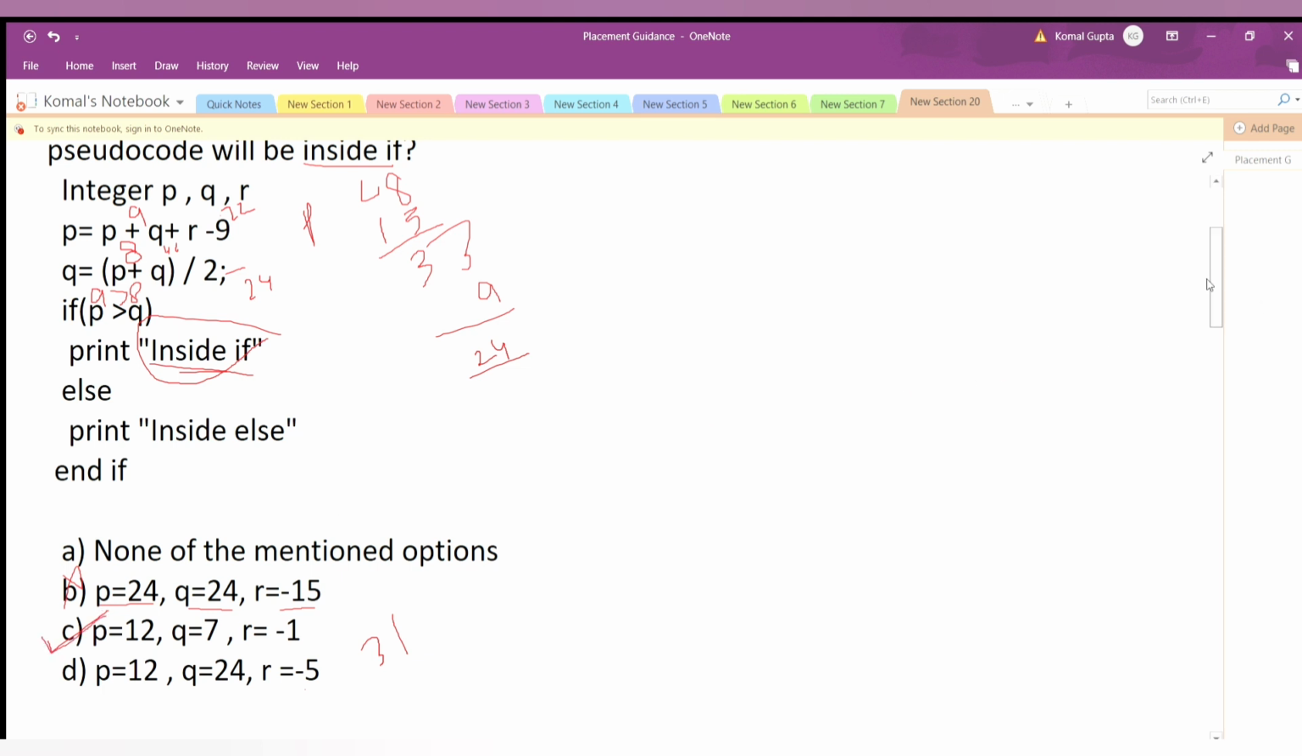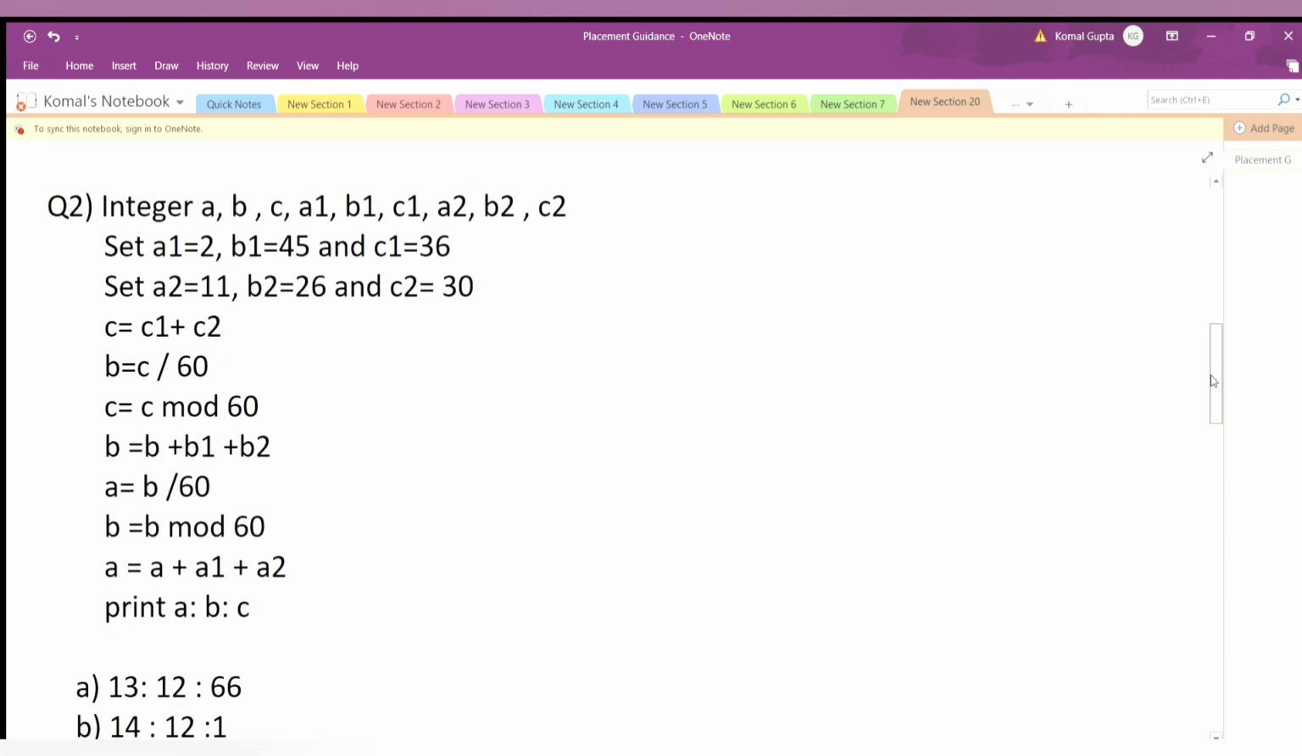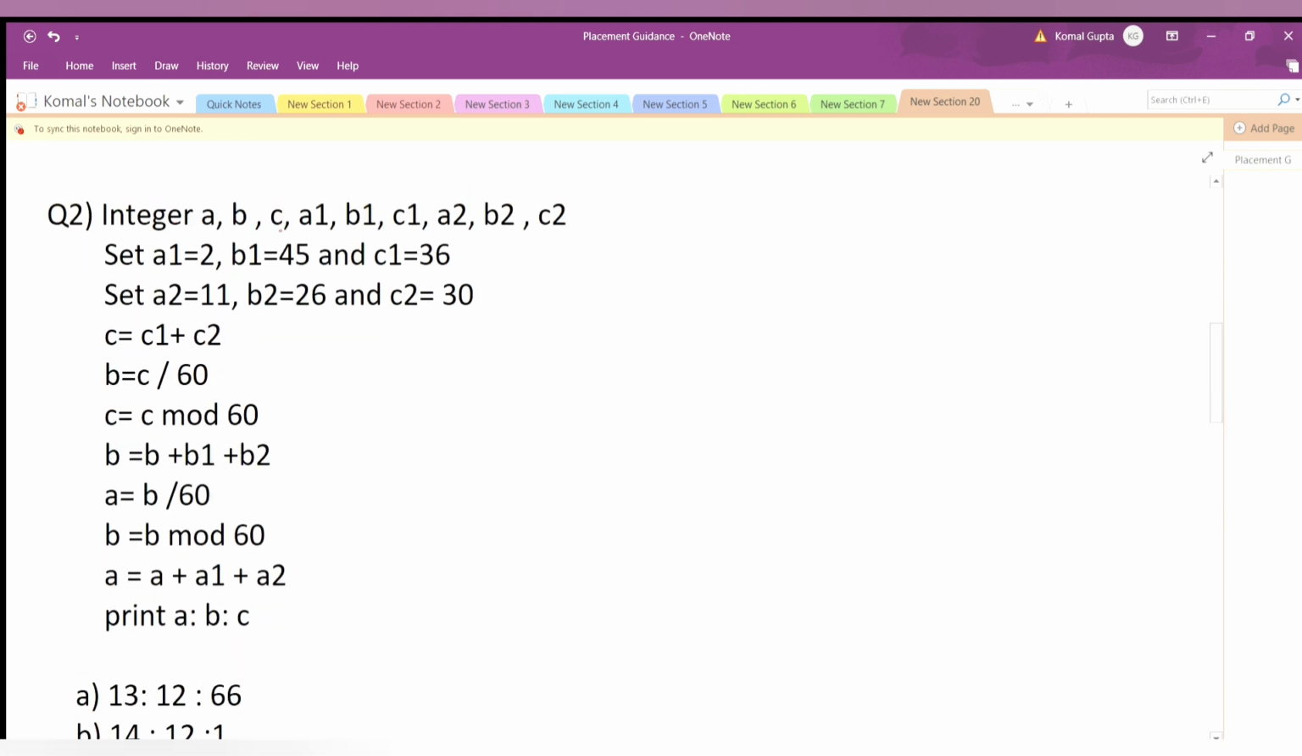Now we will come to the other question. This is the next pseudocode: integers A, B, C are given, and they have set the value of A1 as 2, B1 as 45 and C1 as 36, and A2 as 11, B2 as 26, C2 as 30. So we will do the memory allocation here: A1 is 2, B1 is 45, C1 is 36.